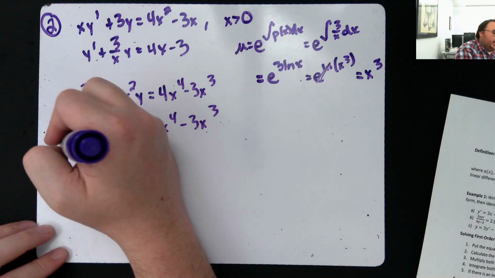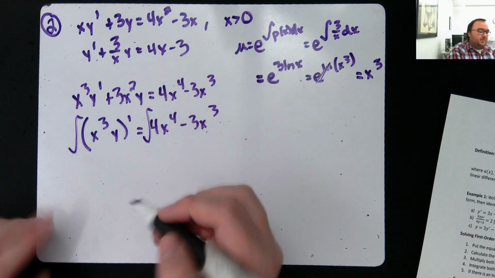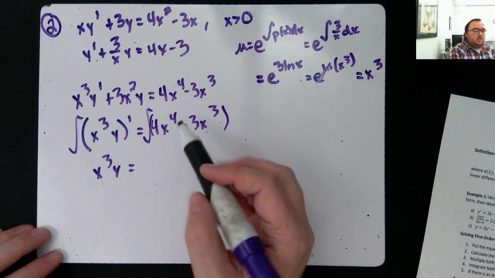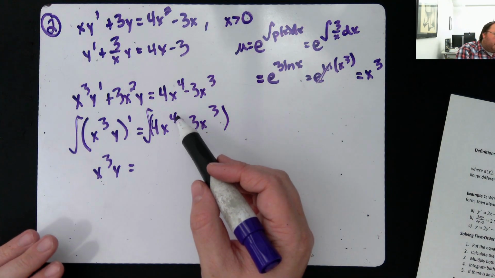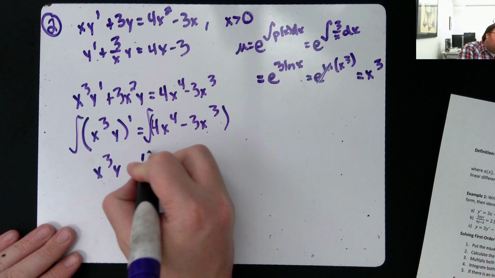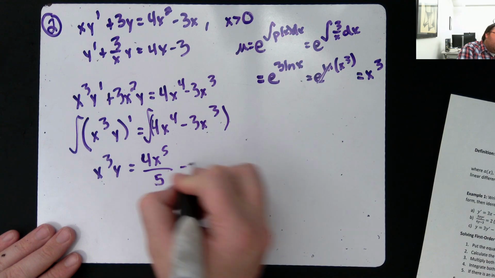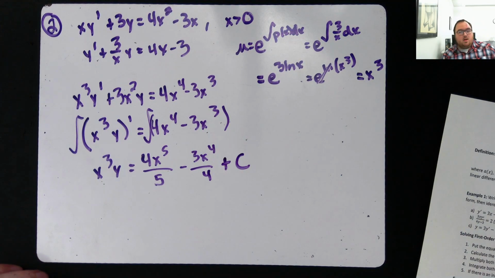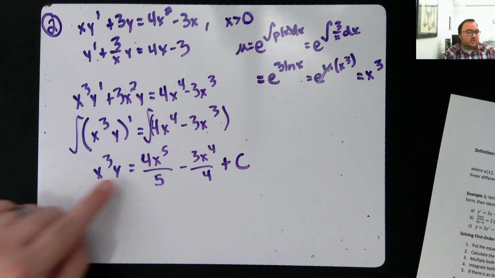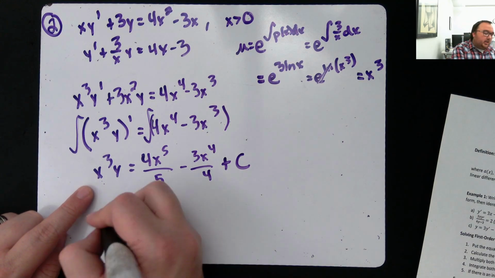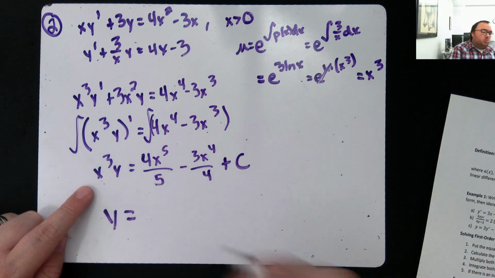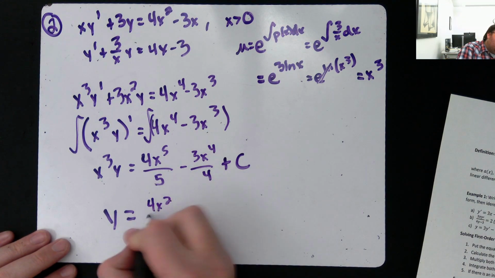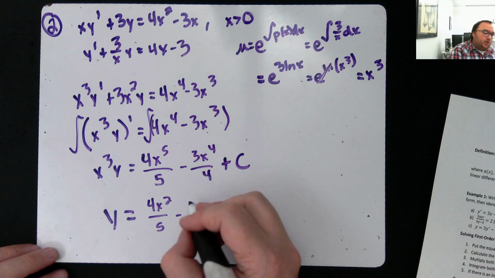So now we can take the antiderivative to cancel out this prime, right? So over here I just get x cubed y equals the antiderivative of this, add 1 to the power, right? 4x to the 5th over 5 minus 3x to the 4th over 4. Don't forget plus c, still need it. So to solve this for y, just divide by x cubed. So y equals, divide that by x cubed gives me x squared. So 4x squared over 5 minus, divide this by x cubed just gives me an x.